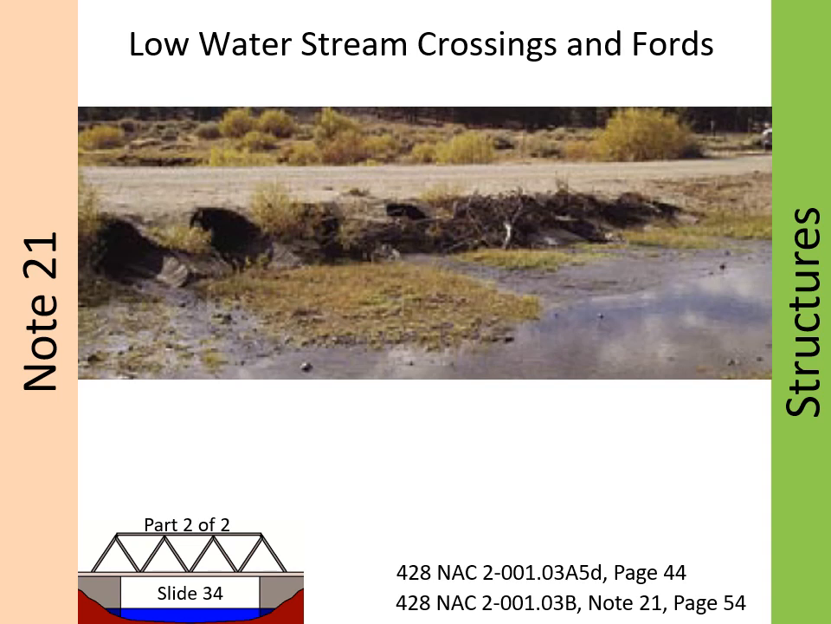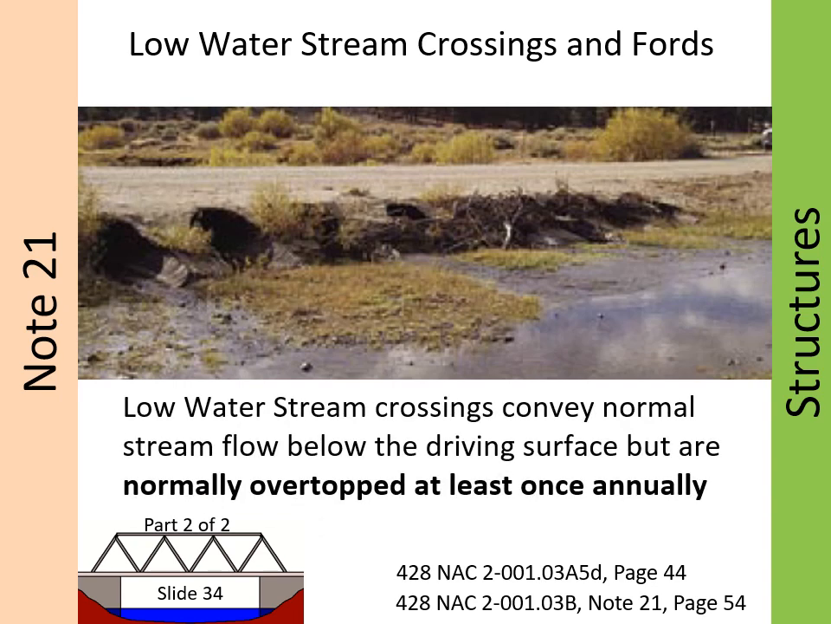These are defined on page 44 of the standards. A low water stream crossing passes normal stream flow below the driving surface, but is normally overtopped with water at least once annually. Low water stream crossings are man-made structures as shown in the photo. Stream fords are considered mostly a natural phenomenon.